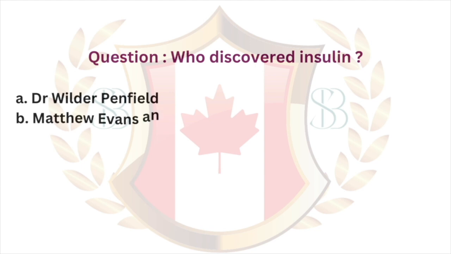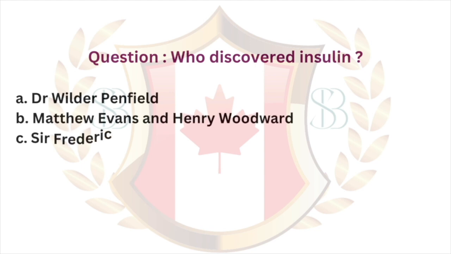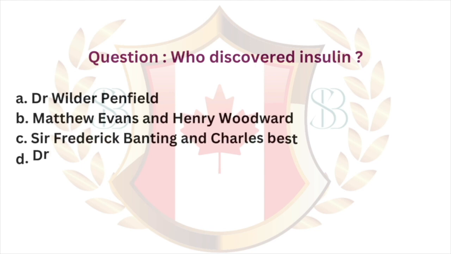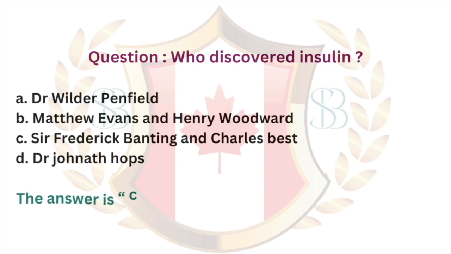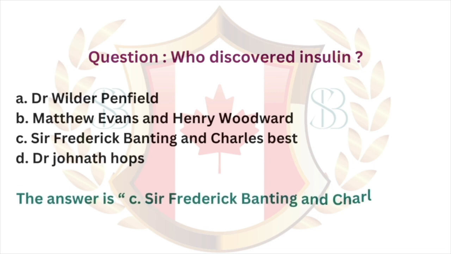Question: Who discovered insulin? A, Dr. Wilder Penfield. B, Matthew Evans and Henry Woodward. C, Sir Frederick Banting and Charles Best. D, Dr. Jonathan Hops. The answer is C, Sir Frederick Banting and Charles Best.